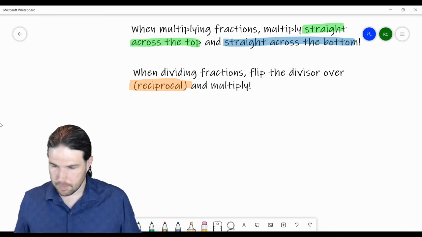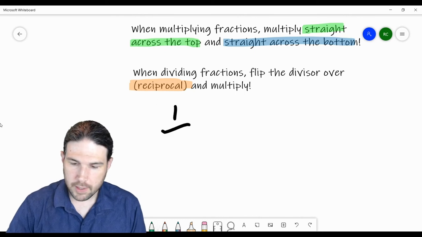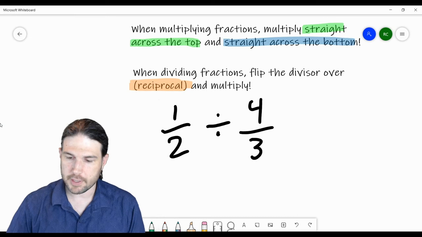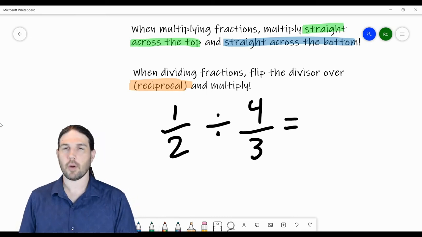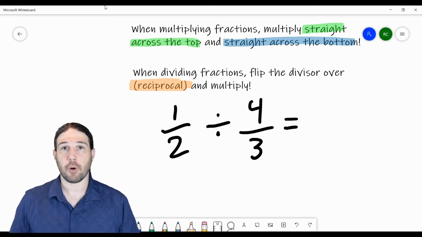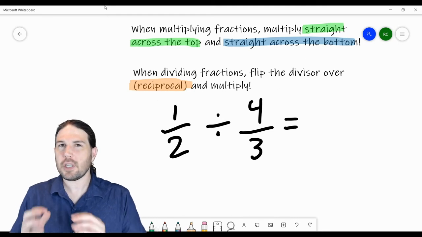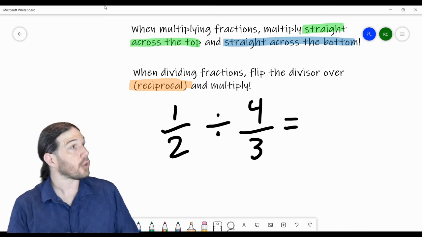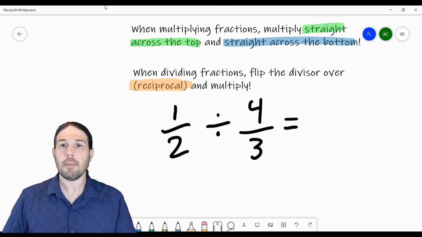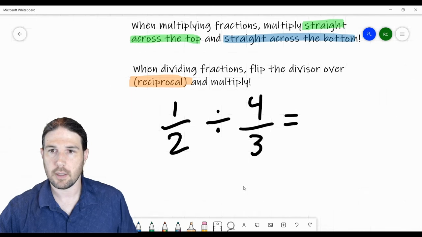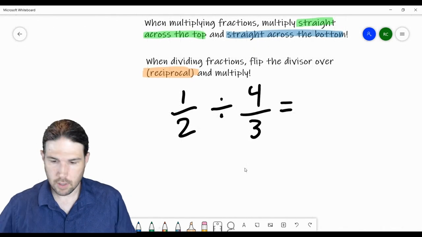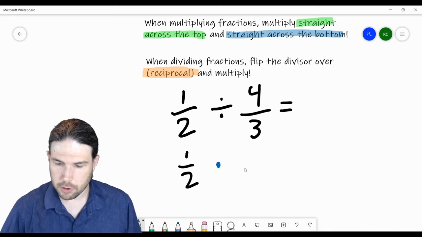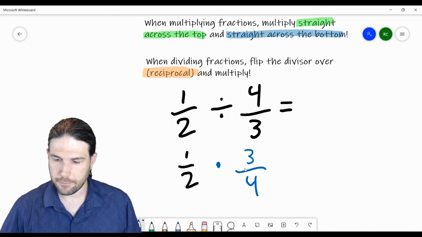So for example, if I take 1/2 divided by 4/3, okay? 1/2 divided by 4/3. Again, division isn't really a thing on its own. All right, I know it looks like we're dividing by 4/3, but what we're really doing is we're taking 1/2 and we're multiplying it by 3/4.